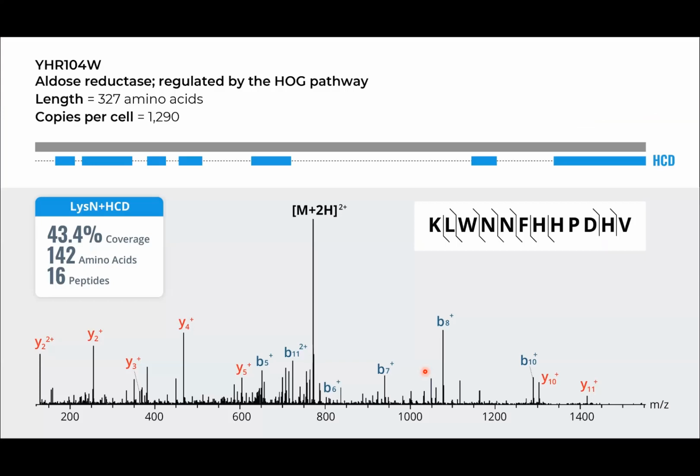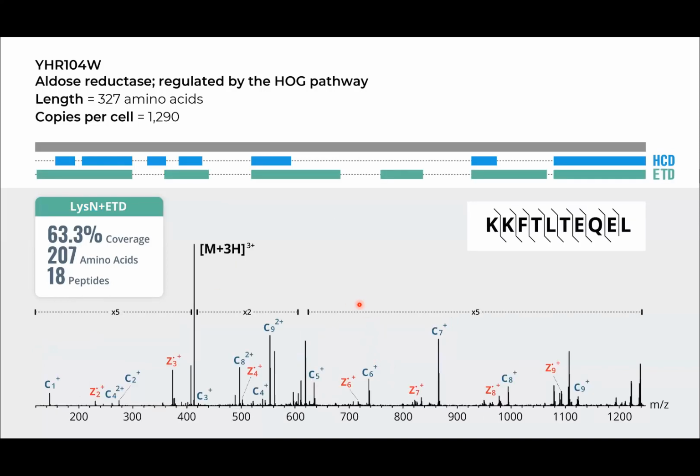We can also use different dissociation methods, both collision and electron transfer driven dissociation. So here's an example of a peptide from yeast, which if we digest the yeast proteome with LysN and do HCD activation, we detect all of these peptides shown in blue. So we get about 40% of the protein covered. That's pretty good. Here's a spectrum of one of the peptides.